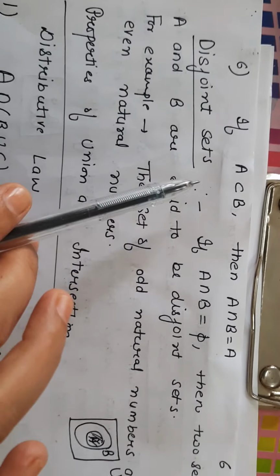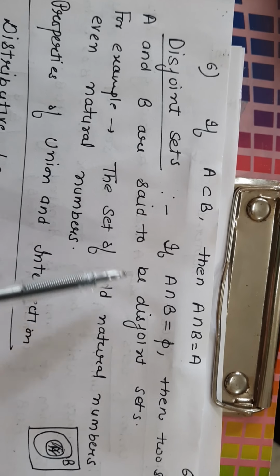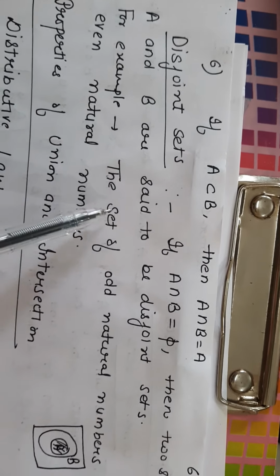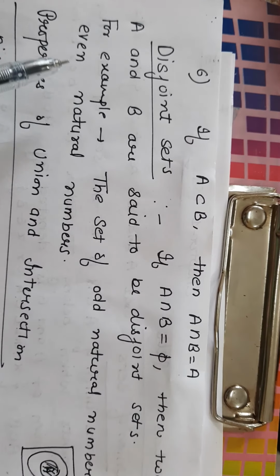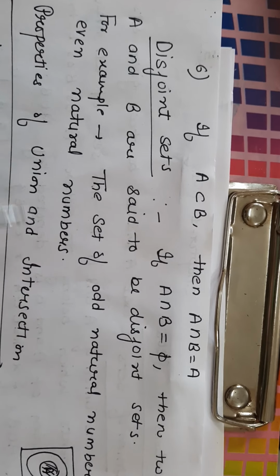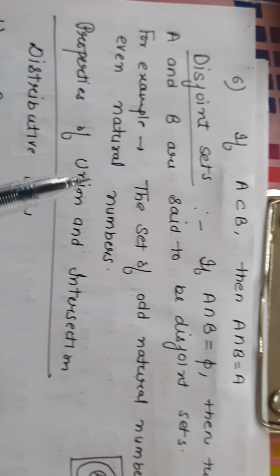Now what is a disjoint set? If A intersection B is phi, then these two sets are said to be disjoint. For example, if I say let A be the set of odd natural numbers and B be the set of even natural numbers, then their intersection will be phi. So that means these two sets are going to be disjoint.